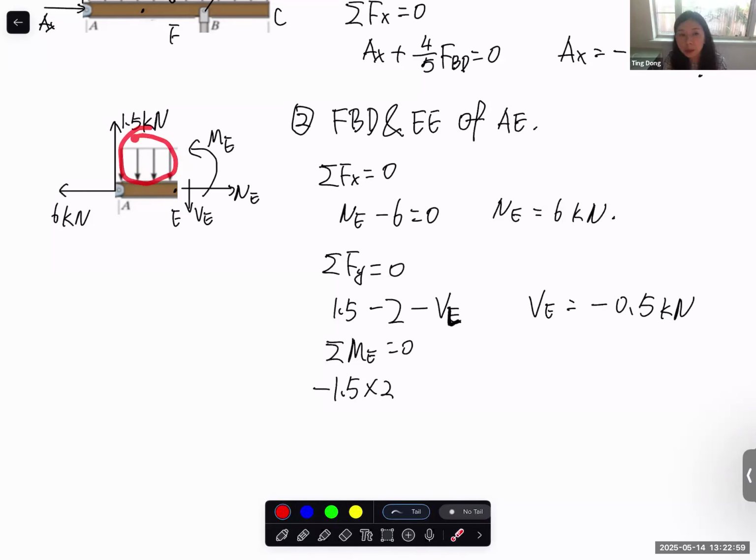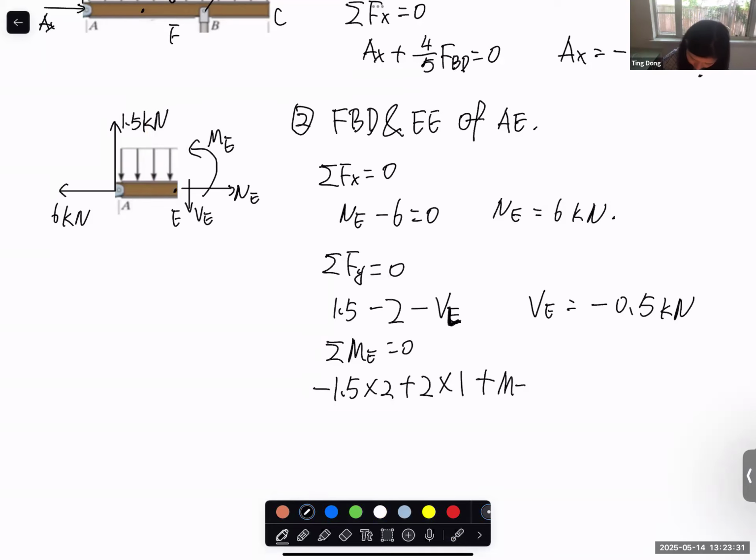So this three force, 2 newtons, and the moment arm to the center of the A section now becomes 1 meter. This equivalent concentrated force will generate a counterclockwise moment about point E, so it's positive: 2 times moment arm 1, and ME. So this is equal to 0.